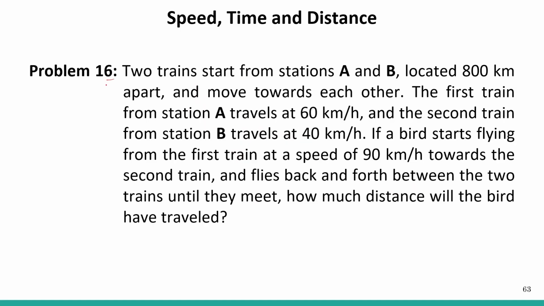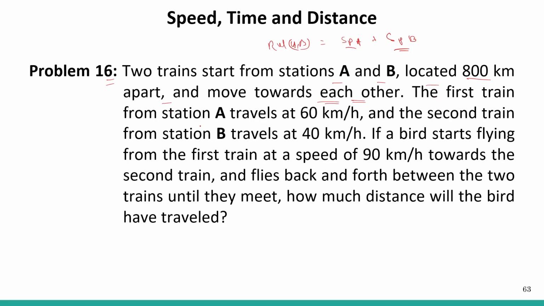Let's see problem number 16. So two trains start from station A and B located 800 km apart, and move toward each other. Since they are moving towards each other, the relative speed of A and B will be what? It is equal to speed of A plus speed of B, because they are moving towards each other, or in opposite directions.